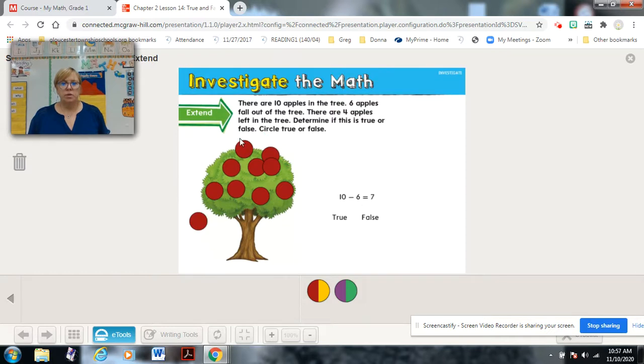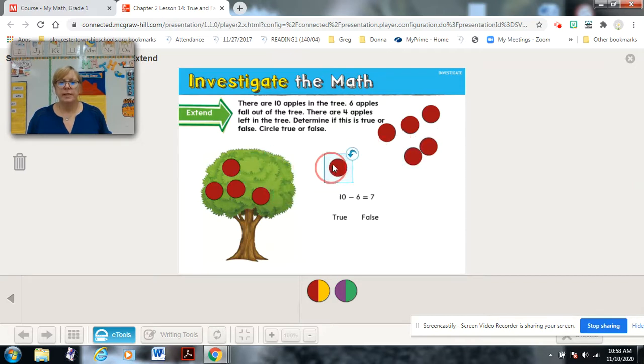1. Let's put it over. See if I can put it there. No, it won't let me. All right, we're going to move it over here. 1, 2, 3, 4, 5, 6. All right, so now there are 4 left. 1, 2, 3, 4. True. That's true on the tree that there are 4 left.